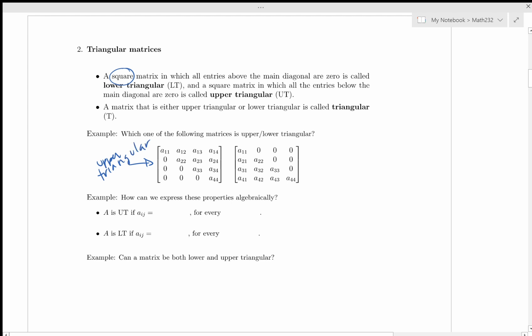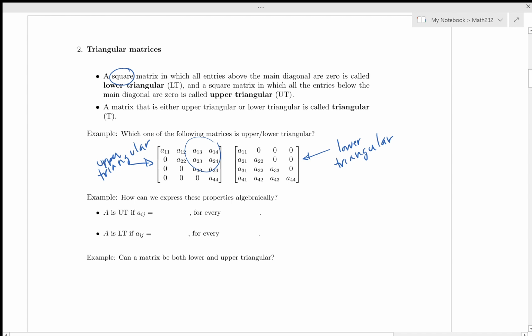Okay, basically the numbers are up here. That's the way I remember it. And then this one here is lower triangular. The numbers are in the lower half, or lower, it's not really half, but okay, lower triangular.